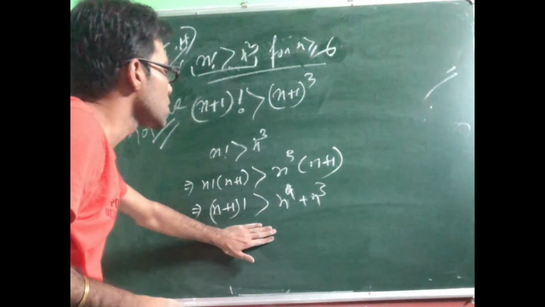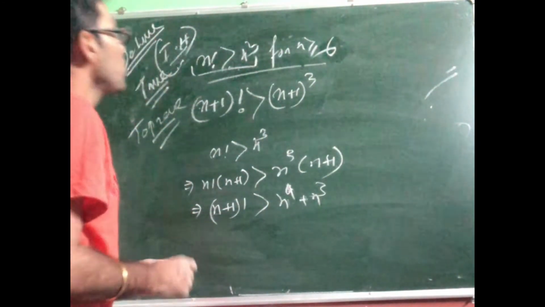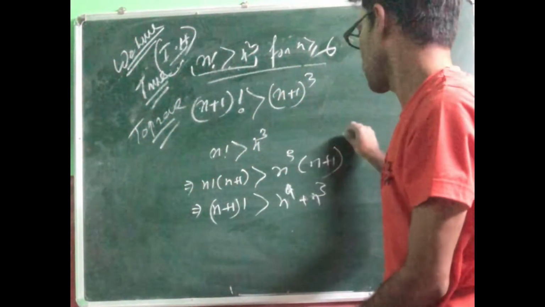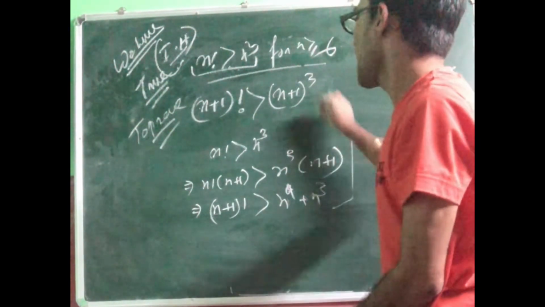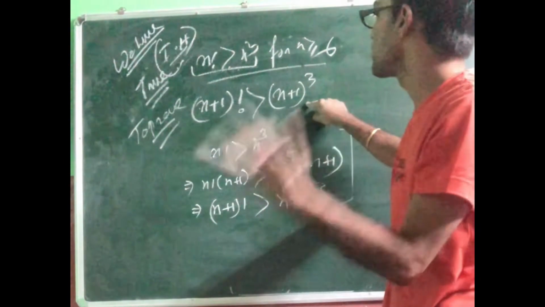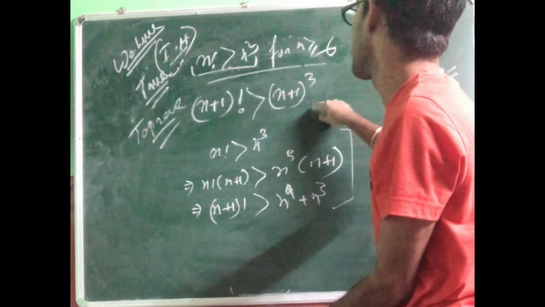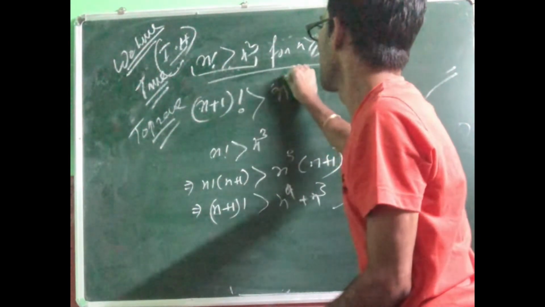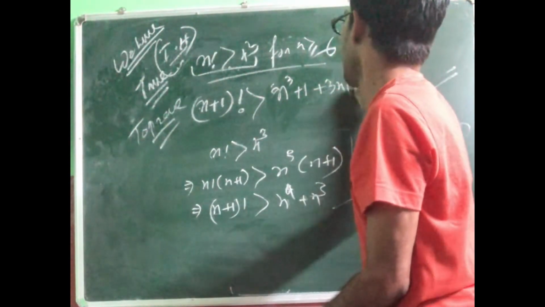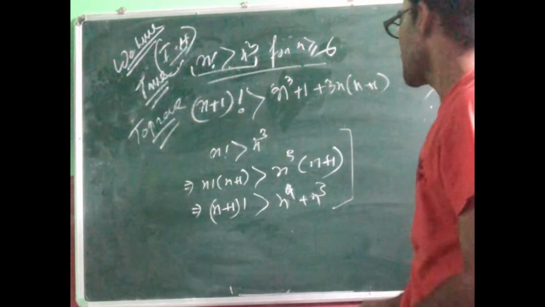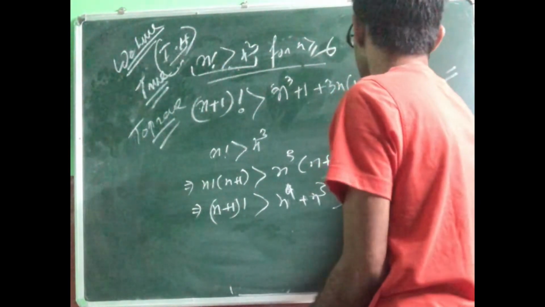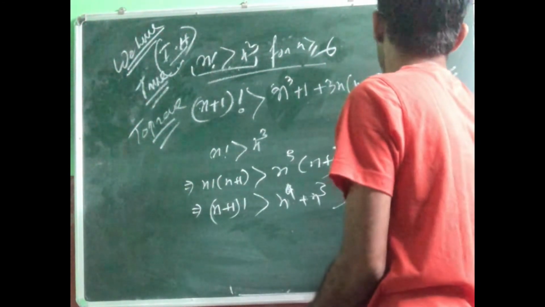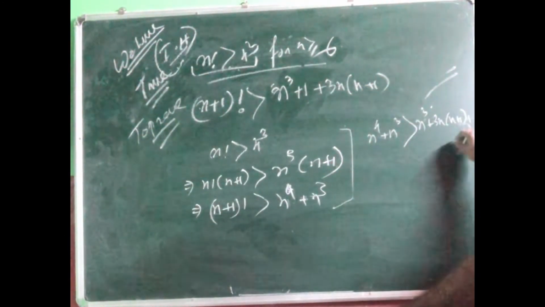So this is what we have, what is given, and this is what we are required to prove. Again, we'll be using the same technique, breaking it down. I know (n plus 1) whole cubed is basically n cubed plus 1 plus 3n(n plus 1). So if we can prove that n to the power 4 plus n cubed is greater than n cubed plus 3n(n plus 1) plus 1, we are done.